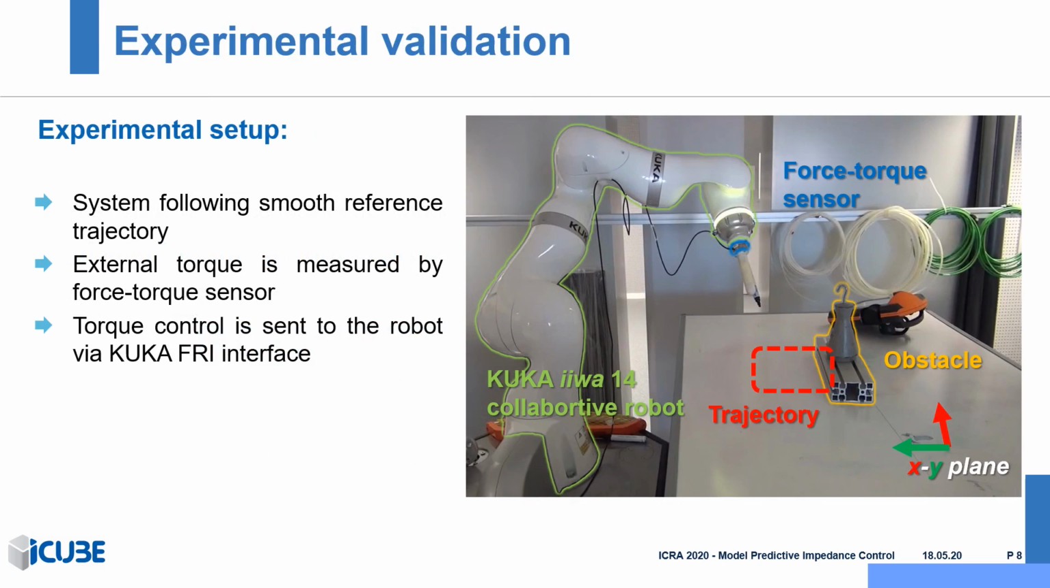We tested our controller on the experimental setup featuring a KUKA IIWA cobot following a smooth trajectory in task space. On the path of the robot end effector, we placed an obstacle. An external force torque sensor mounted on the robot flange is used to measure external forces. The robot is torque controlled and the commands are sent via the KUKA FRI interface.